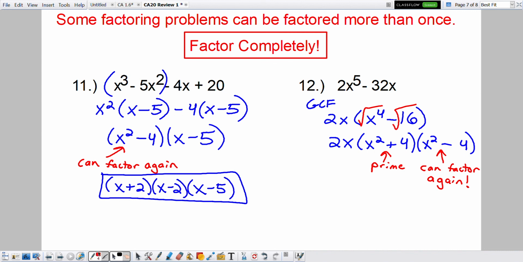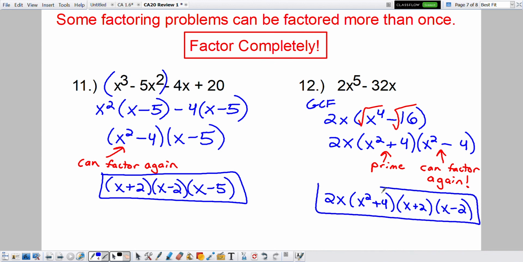And so just to get down to the final answer, you're going to write 2x, you're going to write x squared plus 4, and finally you break the x squared minus 4 down into x plus 2, x minus 2. We end up with a lot of different factors. And so again, that's factoring completely. So when you're all done, when you're factoring completely, you get things that you factored all the way down so they cannot be factored anymore.